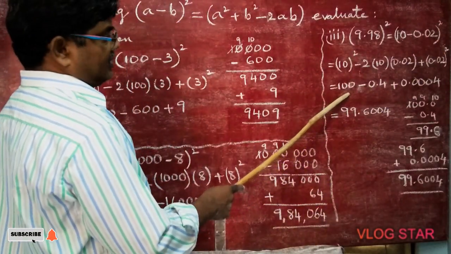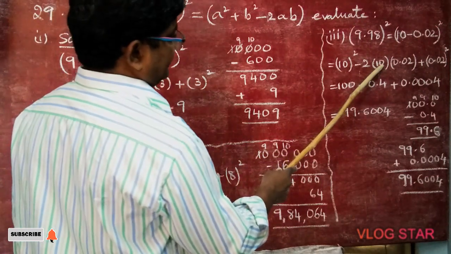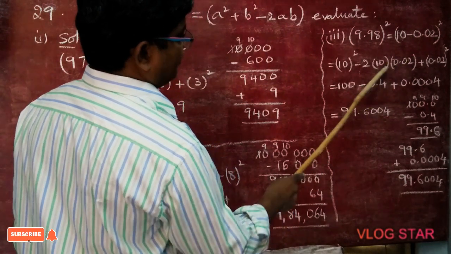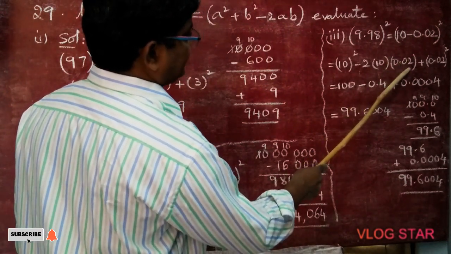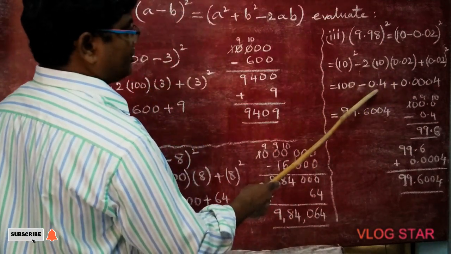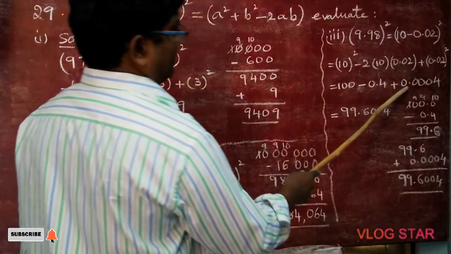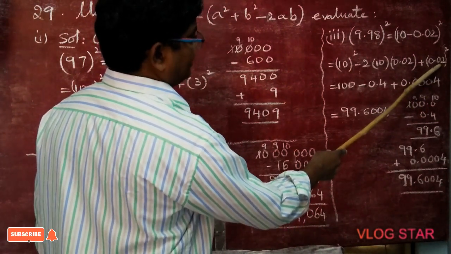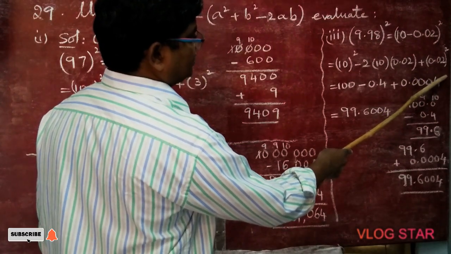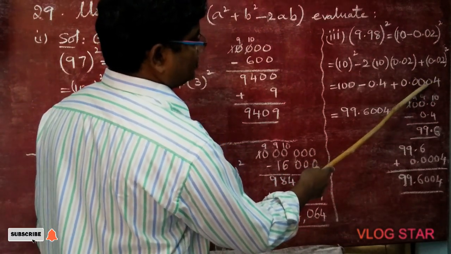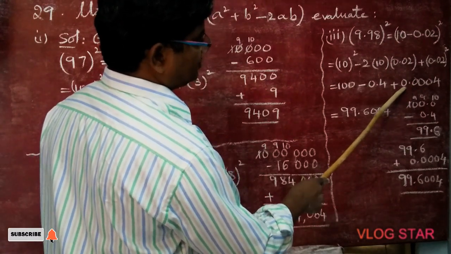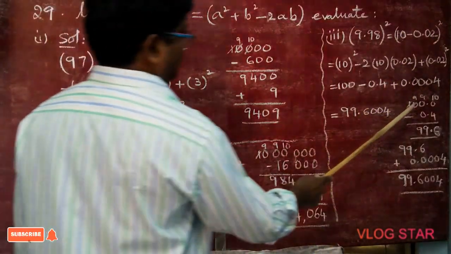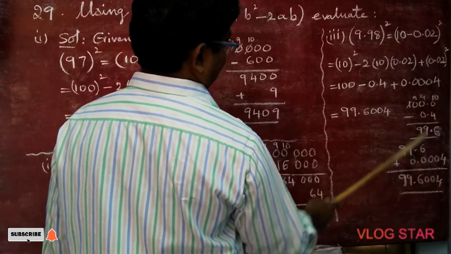10 tens are 100. Everyone knows this one. Here 10 into 0.02: the decimal moves forward. So when you multiply with 10, it becomes 0.2. 0.2 into 2 is 0.4. Now plus 0.02 whole square. 2 2s are 4. After the decimal here 2 digits are there, one more 2 digits, means total 4 digits. 1, 2, 3, 4. Then you have to put the decimal. So 0.0004.